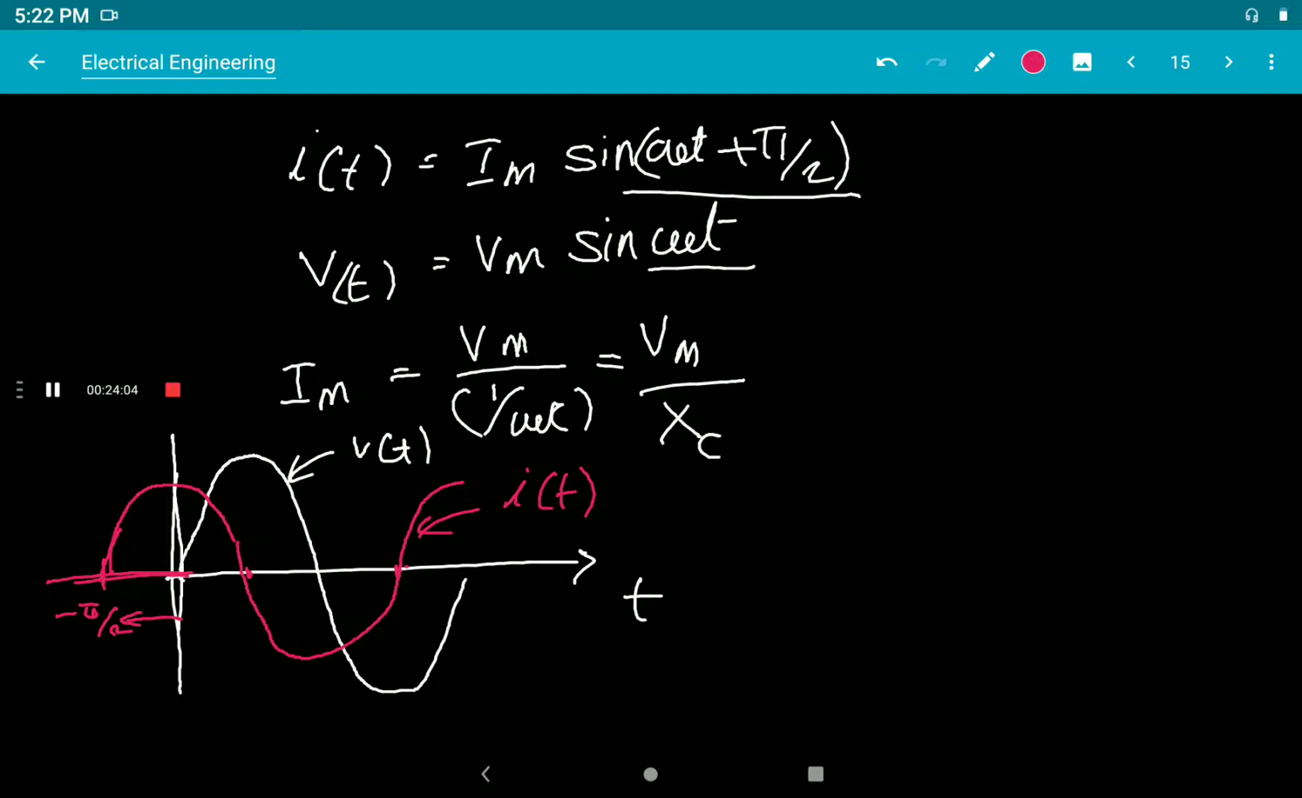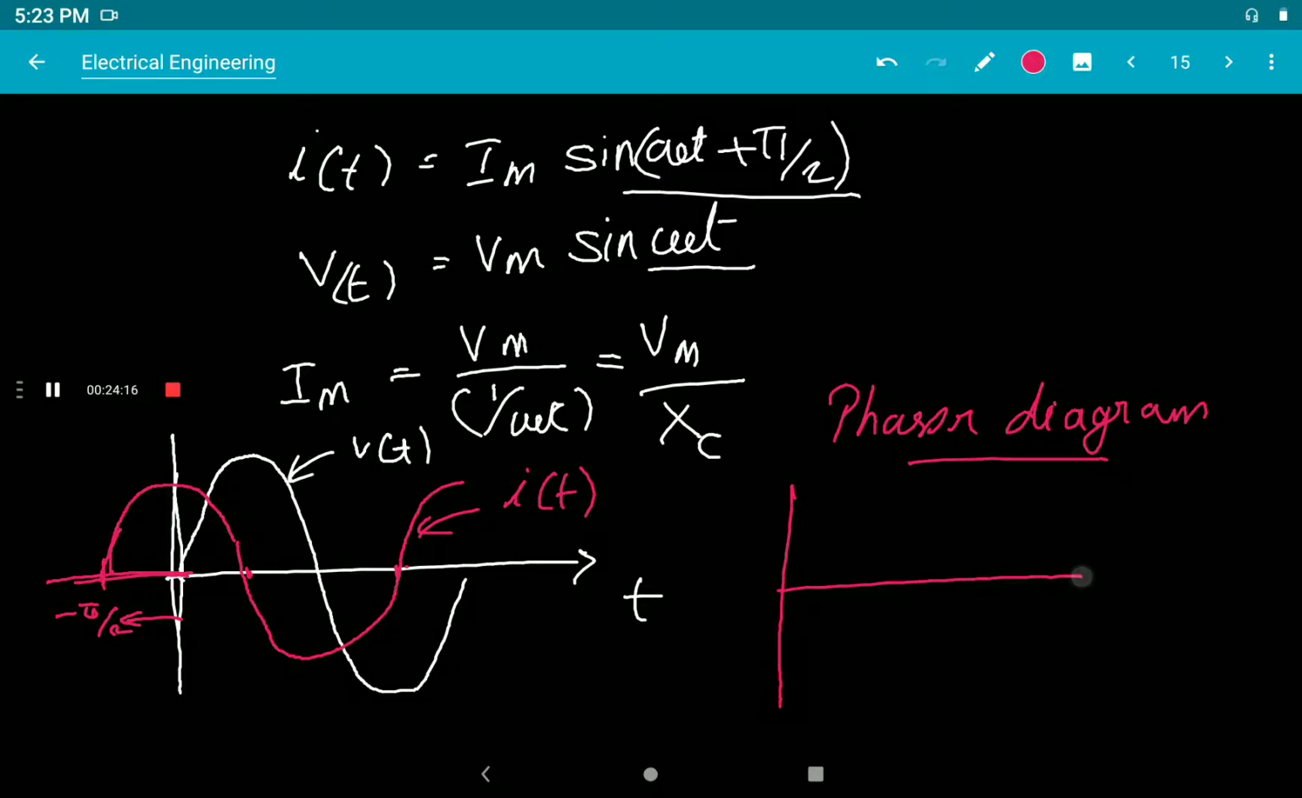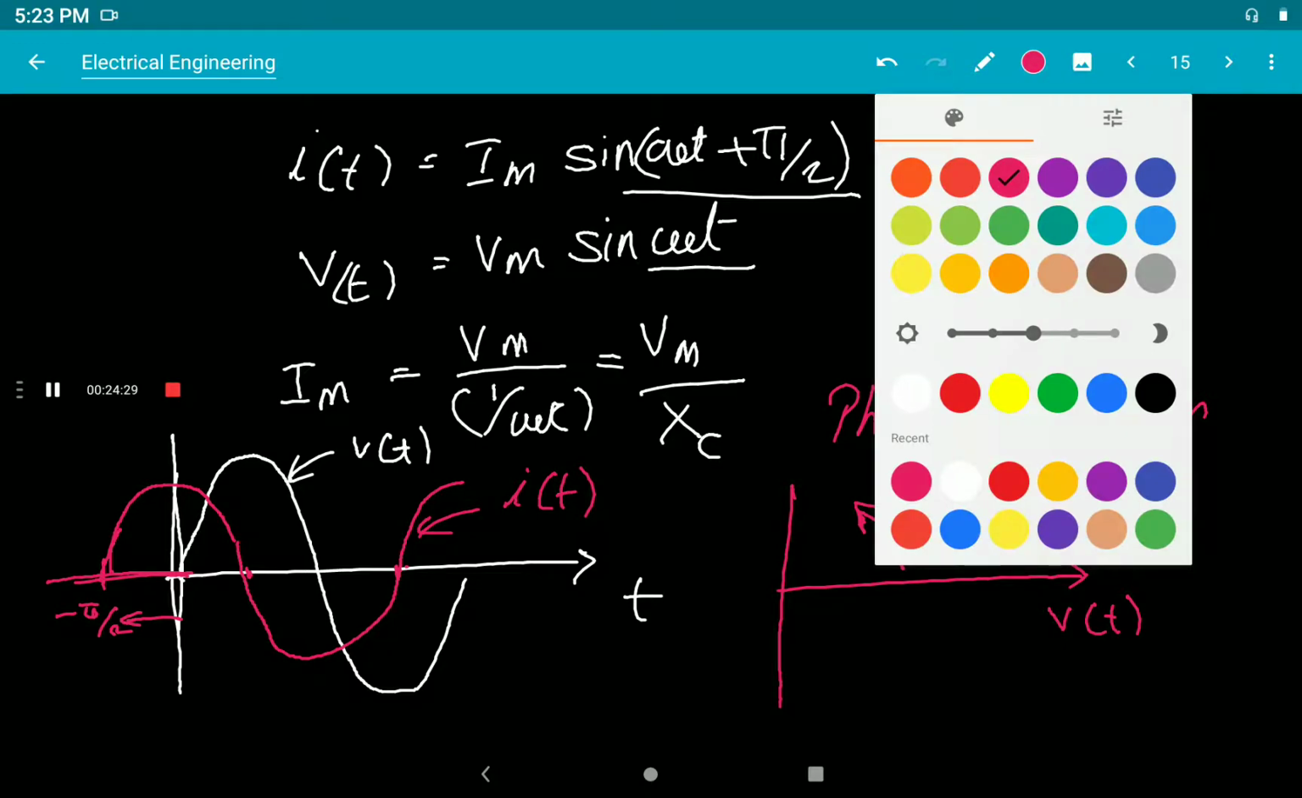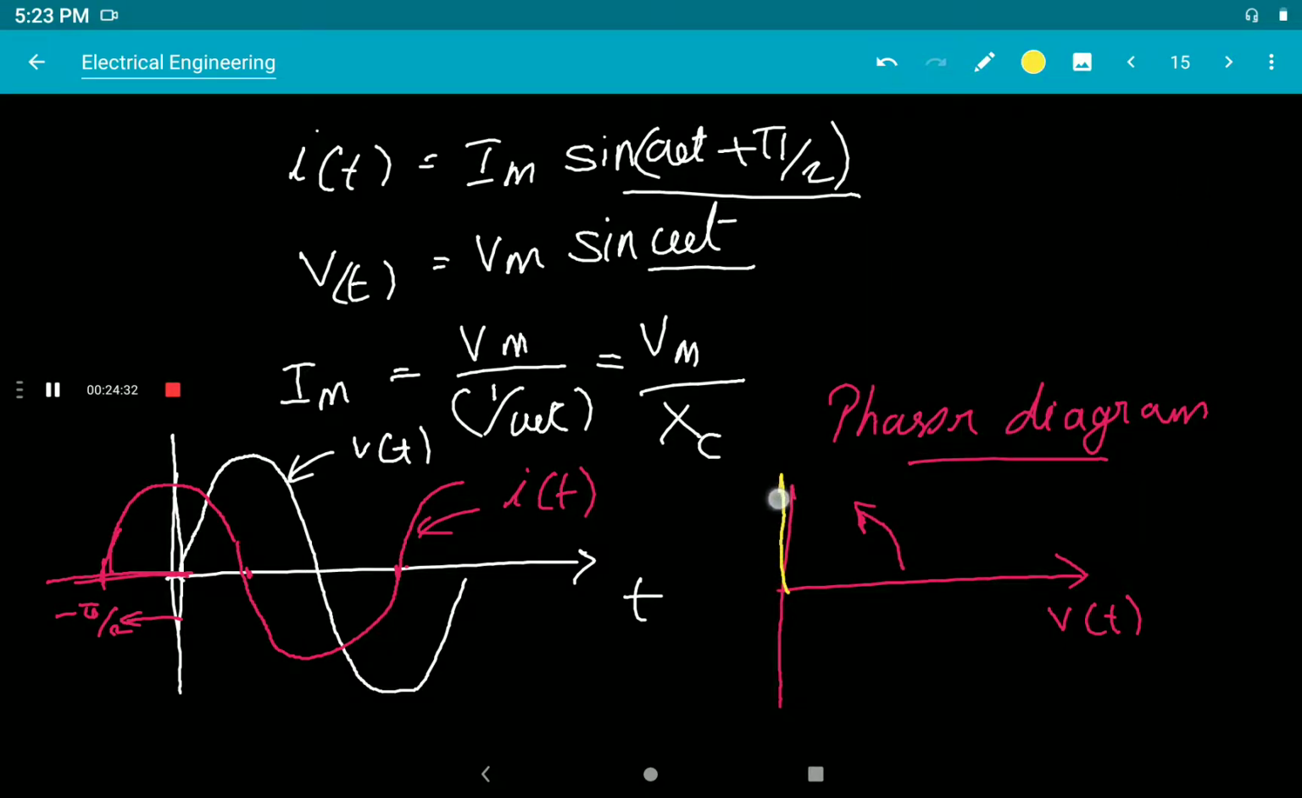Okay. And here we can represent this as a phasor diagram. In the phasor diagram, this is V of t, and voltage is taken as reference. The leading vector is represented in the anti-clockwise direction. So this is your current vector, I of t, which leads the voltage by 90 degrees. So we can represent the voltage and current phasors like this.